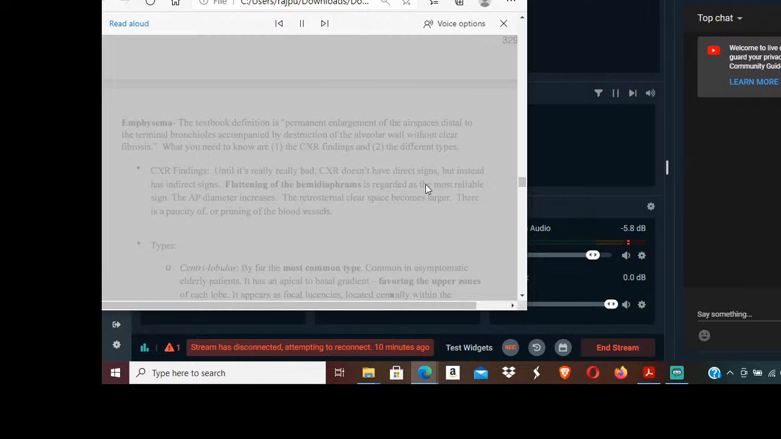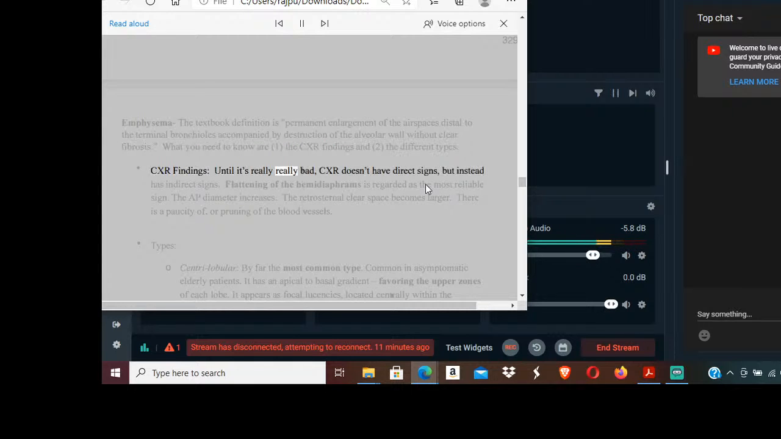Emphysema. The textbook definition is permanent enlargement of the air spaces distal to the terminal bronchioles accompanied by destruction of the alveolar wall without clear fibrosis. What you need to know are, 1. The CXR findings and, 2. The different types. CXR findings.